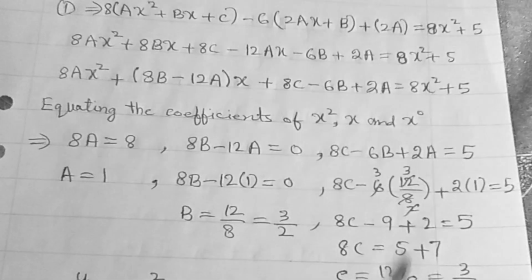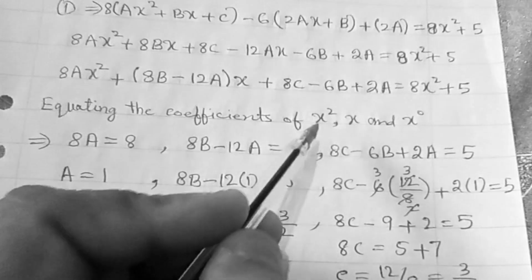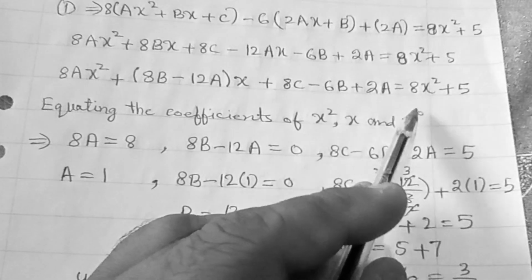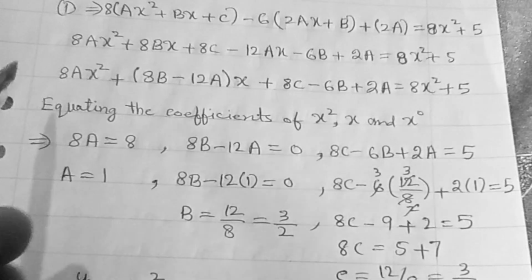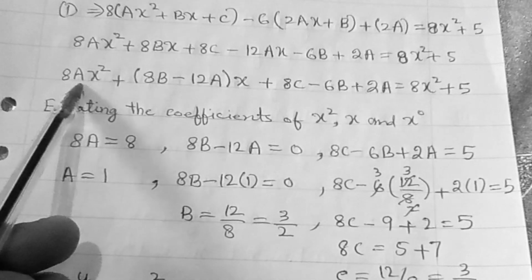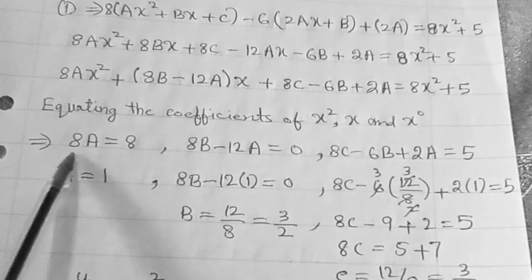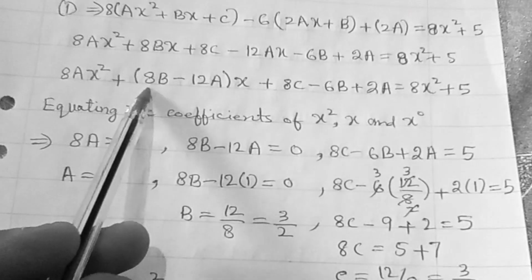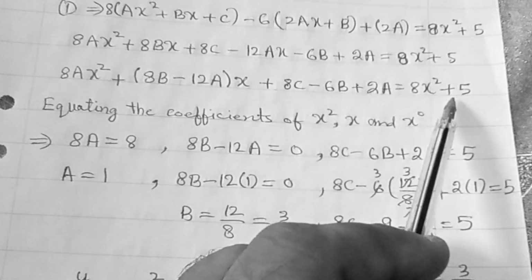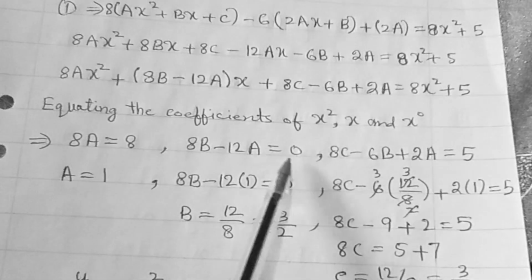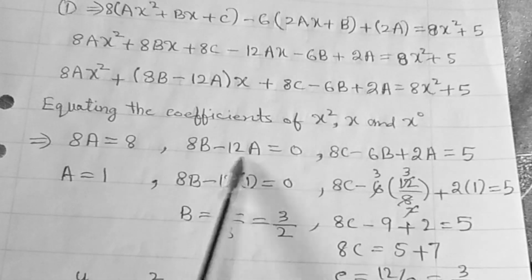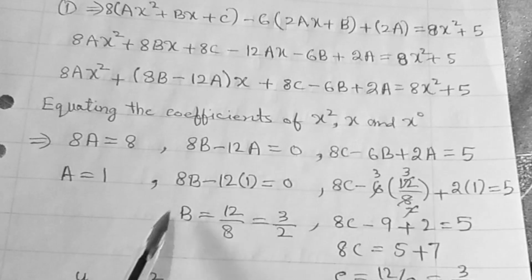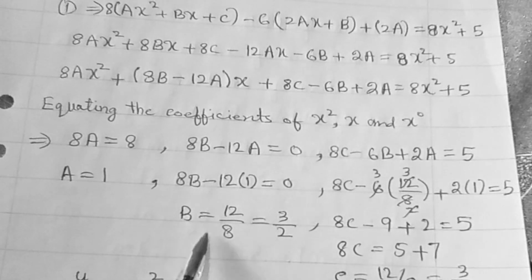Now equating the coefficients from both sides, equating the coefficients of x square, x, and x raised to the power 0, which means the constant. On the left hand side the coefficient of x square is 8a, on the right hand side it is 8. So 8a is equal to 8, so a is equal to 1. And the coefficient of x will be 8b minus 12a, and there is no x on the right, therefore this will be equal to 0. So 8b minus 12a is equal to 0, a is 1, so 8b minus 12 is equal to 0, so b is equal to 12 upon 8, that is 3 upon 2.